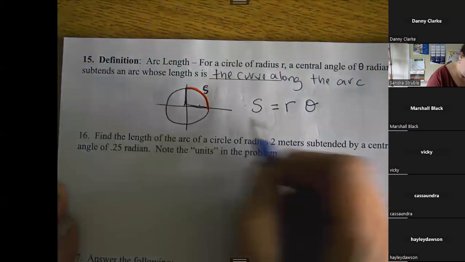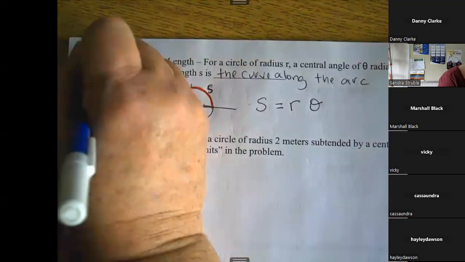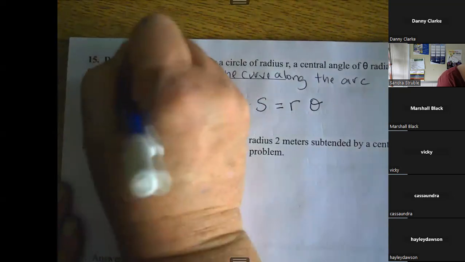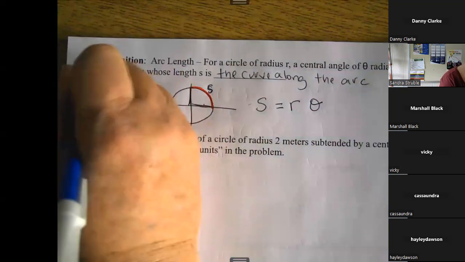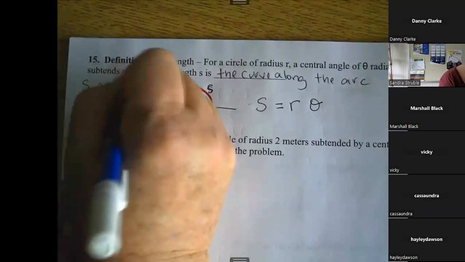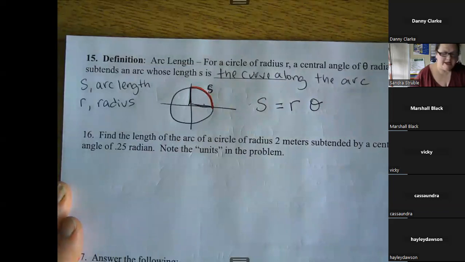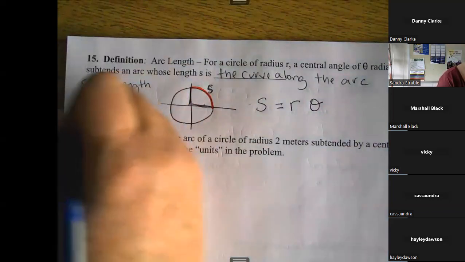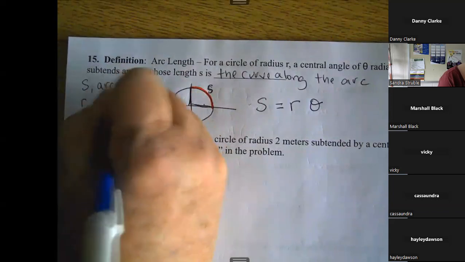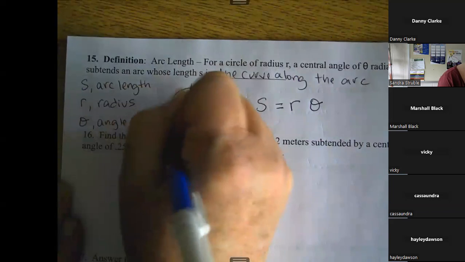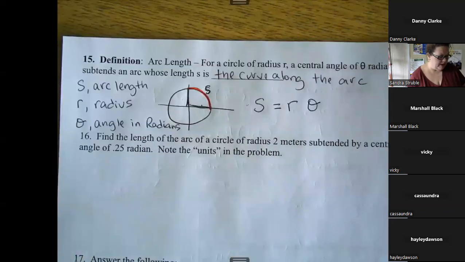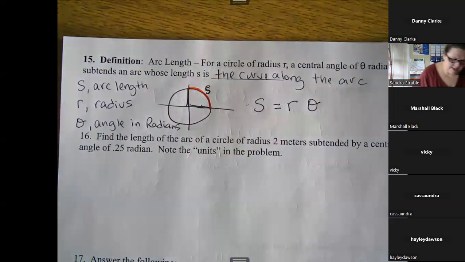Okay, S is the arc length. I'm going to write that over here for you. S is arc length. R is your radius. And theta is your angle, central angle. Here's the big part: the angle has to be in radians. And there's your formula for that.